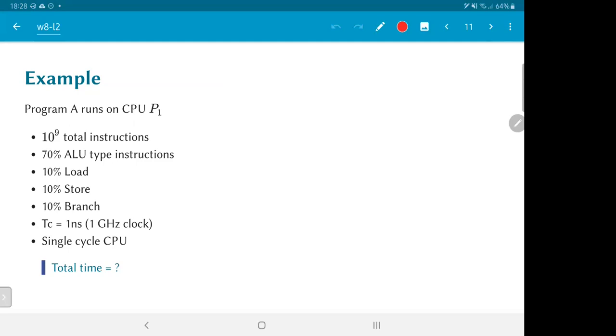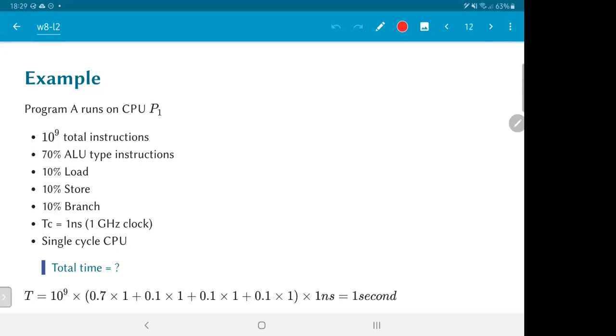However, I do have one additional piece of information, which is that 70% of the instructions in program A are ALU type instructions, 10% are loads, 10% are store operations, and the final 10% are branch operations. Now, as far as the CPU P1 is concerned, I have some additional information. Namely, it has a 1 gigahertz clock, and it is a single cycle CPU, meaning that all instructions take a single clock cycle to execute. The question I'm asking is, what would be the total time required in order to execute program A on the CPU P1?